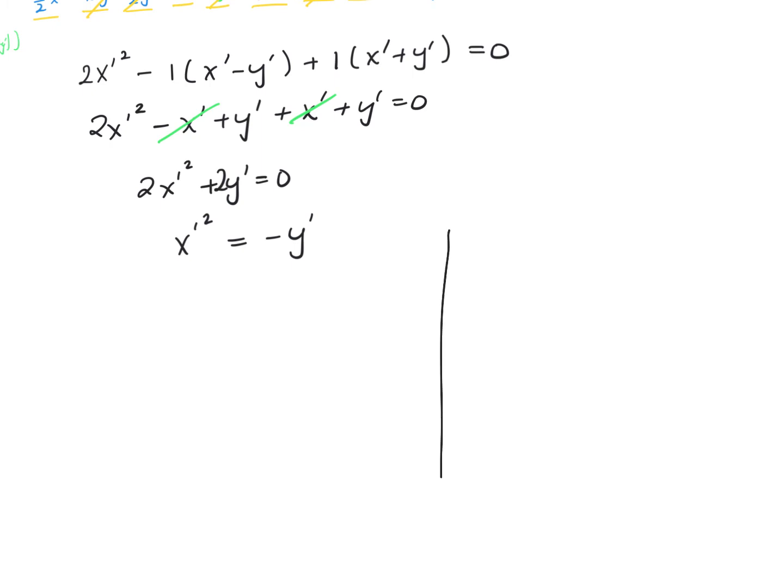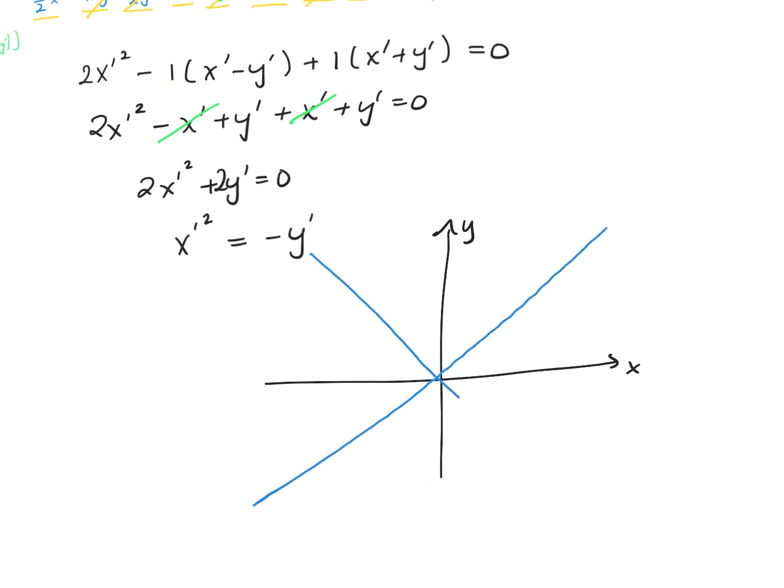Let's talk about what this graph looks like. So I have this is my regular xy. Here's my regular y, here's my regular x. I am going to rotate my axes for the primes 45 degrees. This is getting rotated 45 degrees, or pi over 4. This becomes x prime, this becomes y prime.